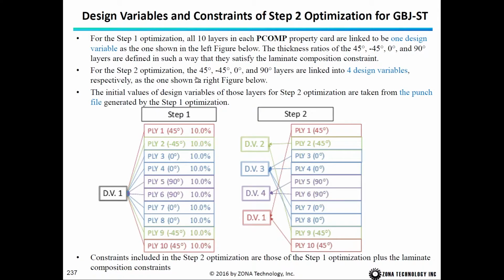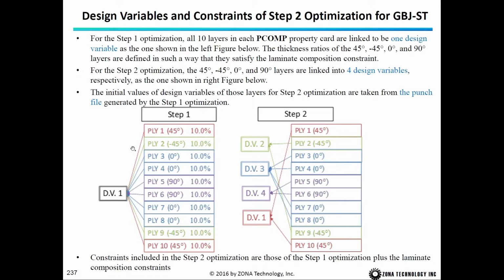For step 2 optimization, the plus and minus 45, 0, and 90 degrees layers are linked into 4 design variables. So layer 1 and layer 10, we link them together to be one design variable, and the 2 negative 45 layers are linked together as the second design variable. Those 4 zero degree layers are linked together as the third design variable. The two 90 degrees layers are linked together as the fourth design variable.